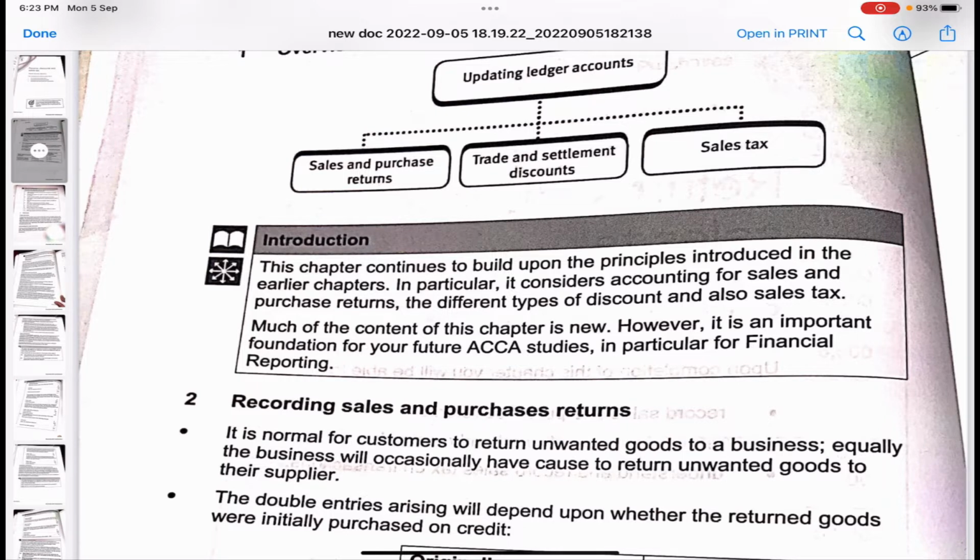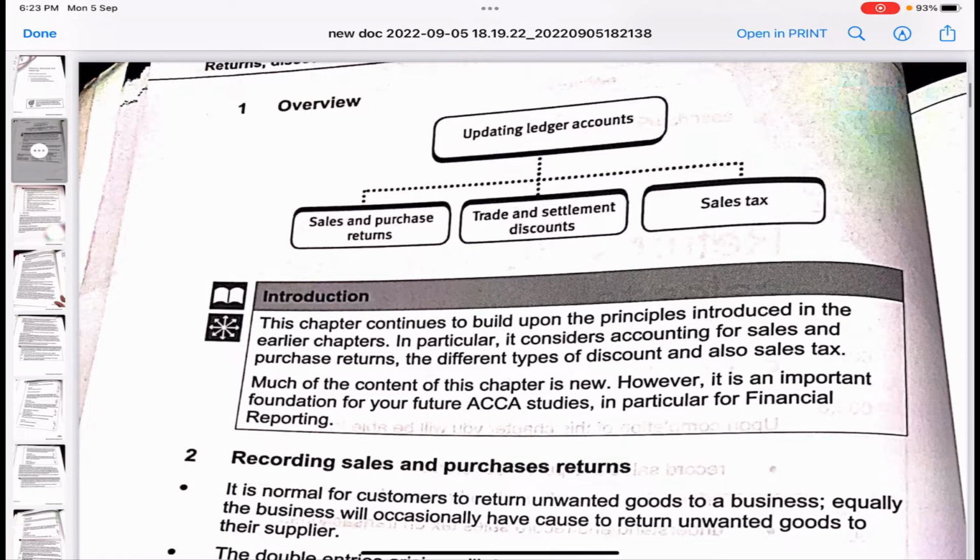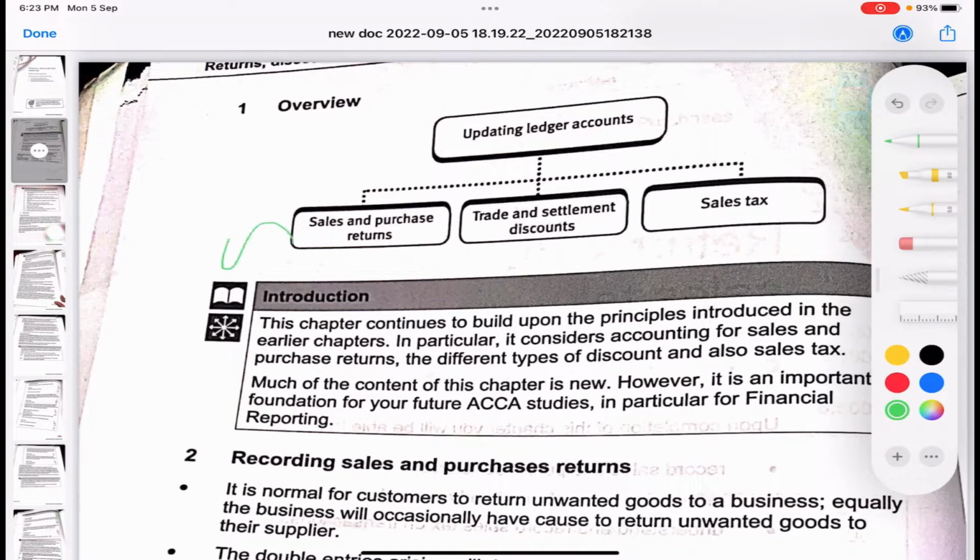In the previous videos we learned how to make journal entries, and we've also seen how to make the ledger accounts. If you are clear with them, you'll be clear with this as well. So what is the overview of this chapter? We are going to update our ledger accounts, and then we are going to take account of sales and purchase returns. You know what sales and purchase returns are, right?